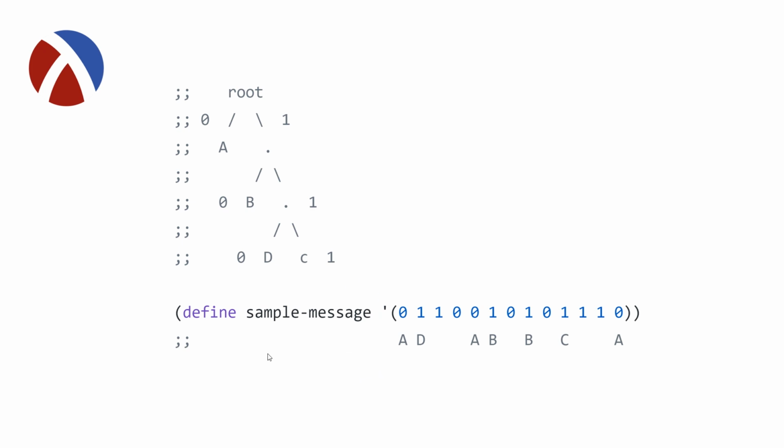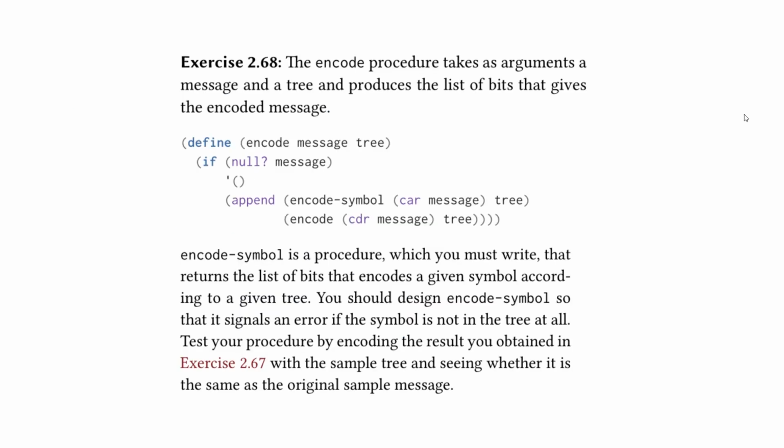So you're basically doing a single pass, recursing down your tree until you hit a letter. Every time you hit a letter, you go back to the top and continue to do it. And so you'll end up with ADA, BBCA if you do that. And this brings us to the final exercise that we are covering for the chapter, exercise 2.68, which states the encode procedure takes as arguments a message and a tree and produces a list of bits that gives the encoded message. And so we have the encode message as follows.